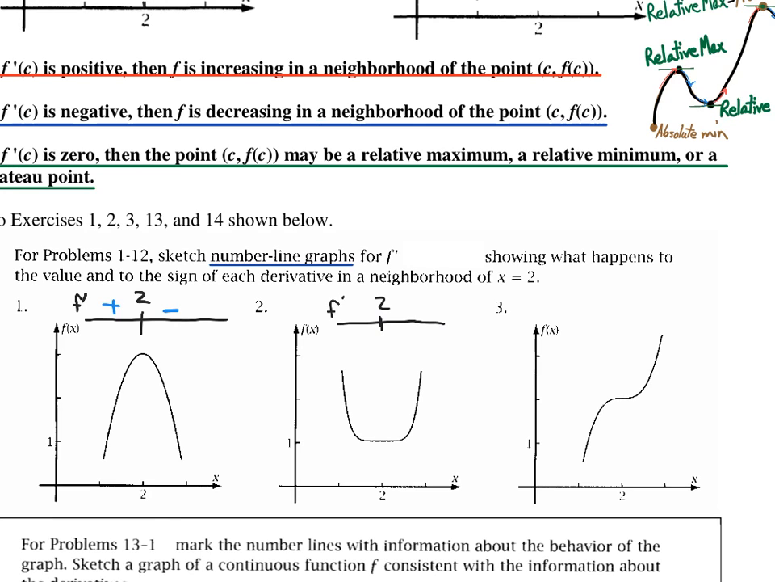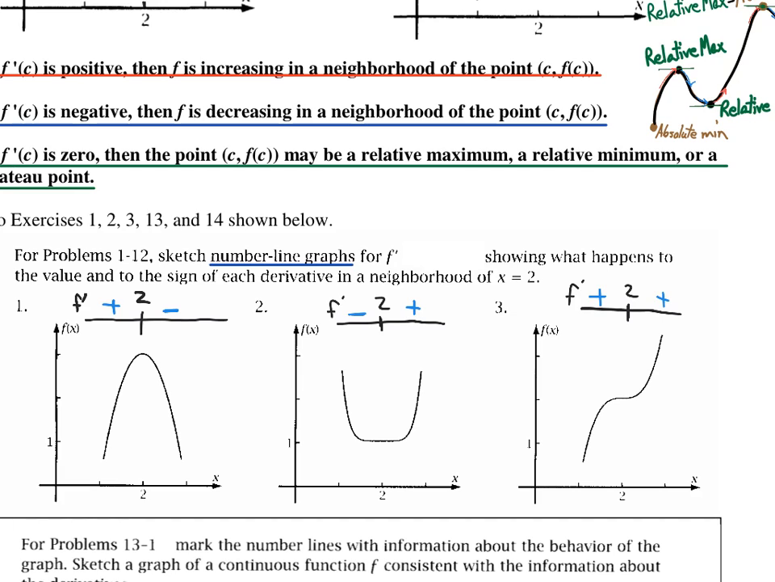But as we approach 2 from the left, what's our derivative? Negative. It's going to be negative. Okay? And as we go past it to the right, our derivative is positive. Okay? And then for 3, again we have a 0 at 2. The derivative to the left of that is going to be positive, and to the right it's positive. Okay? So, this right here, we can see all 3 different cases.